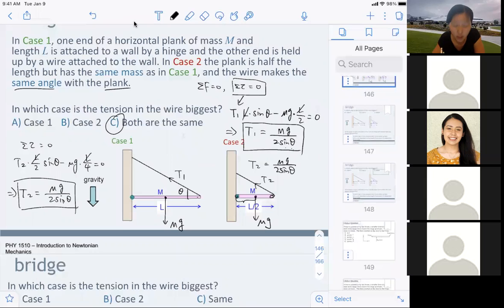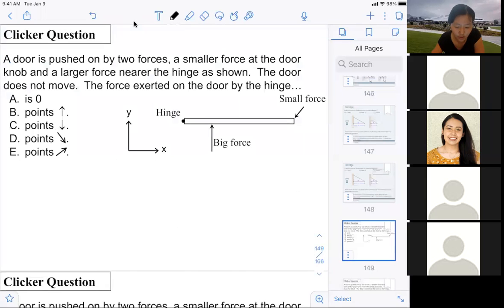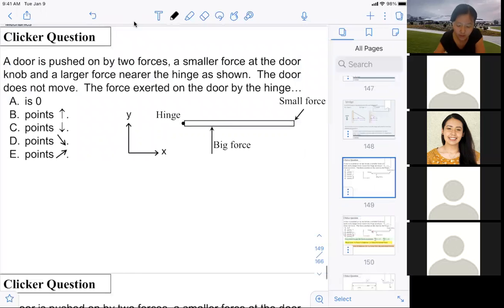Okay, now let's move on to look at a different question. Here we have a door that is rotating relative to the hinge point as indicated here. You have two forces acting on it: a big force acting much closer to the hinge, and a smaller force acting further away on the other side of the door. We know that the door does not move, so all the torques and forces have to balance for it to be in static equilibrium.